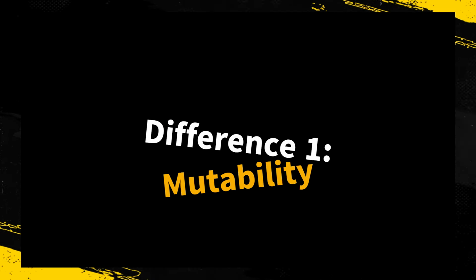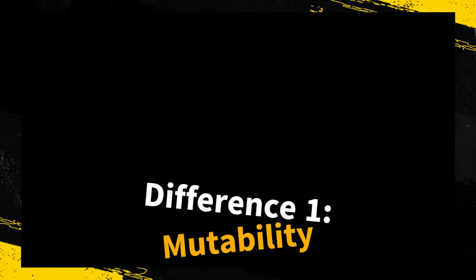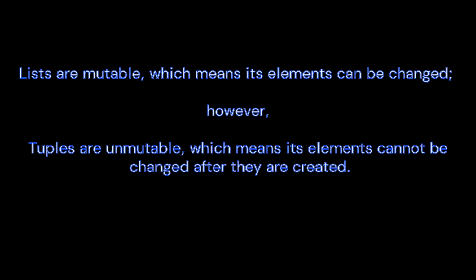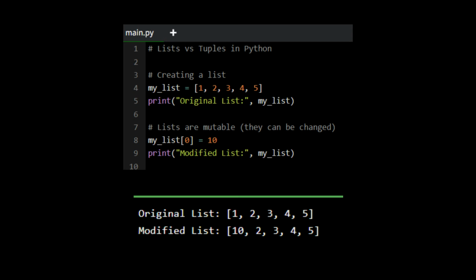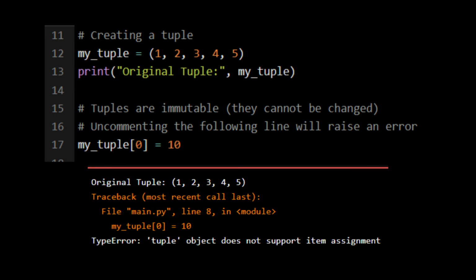So, one of the main differences between lists and tuples is that lists are mutable, meaning we can change their elements, whereas tuples, on the other hand, are immutable. So, that means we cannot alter or change their elements. As we can see here, we change the first element of the list to 10. If we try to do the same with the tuple, it will raise an error as shown here because tuples cannot be modified.